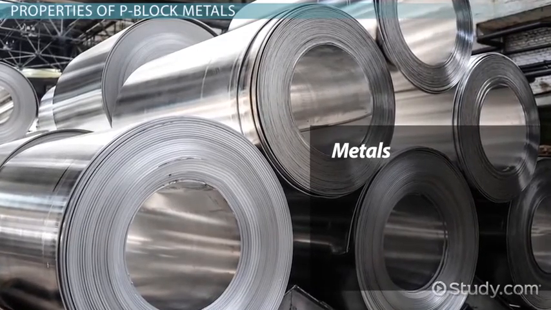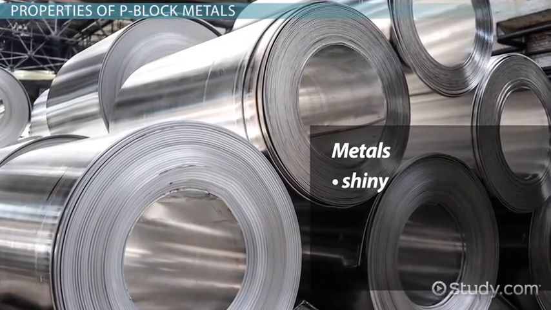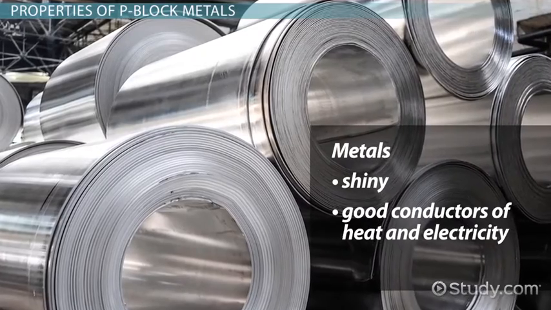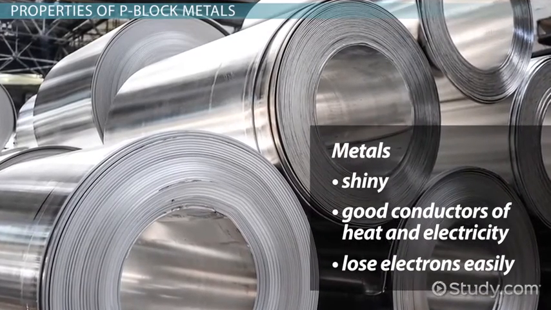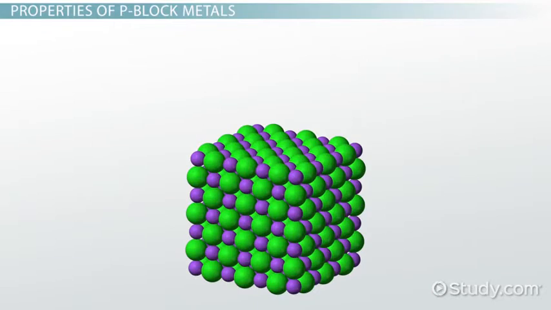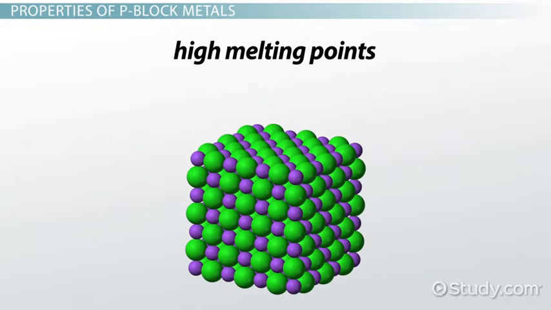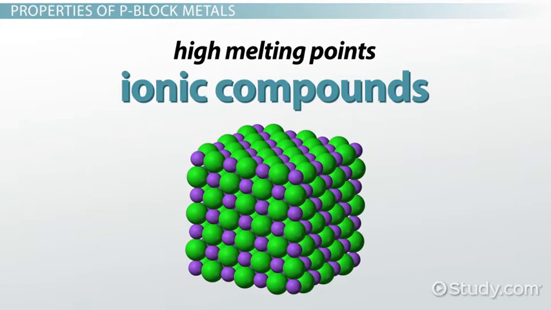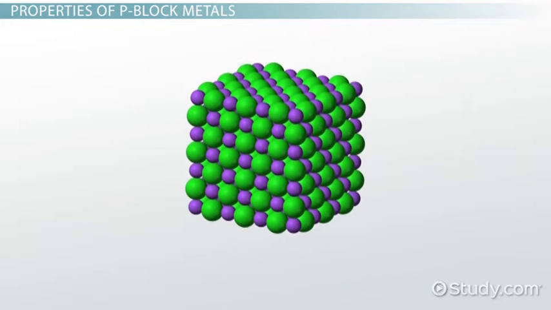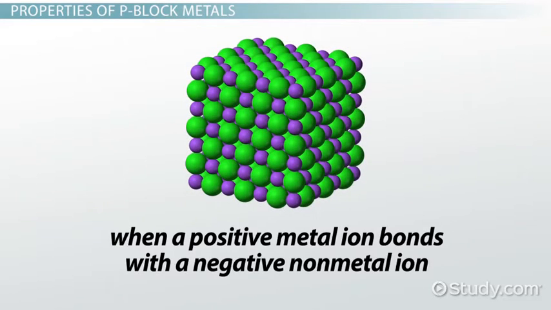P block metals have classic metal characteristics. They are shiny, they are good conductors of heat and electricity, and they lose electrons easily. Generally, these metals have high melting points and readily react with nonmetals to form ionic compounds. Ionic compounds form when a positive metal ion bonds with a negative nonmetal ion.